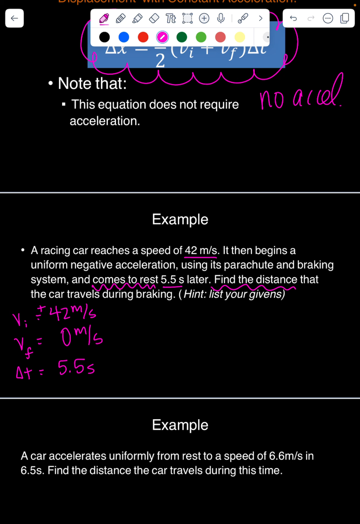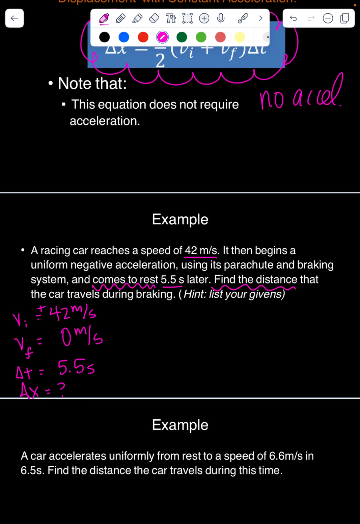The next thing that I ask you to do is to find the distance, okay? Distance is a lowercase d, and there is not a single lowercase d in any of our kinematics equations. So if I ask you for distance, what I am referring to is the displacement. So we are looking for displacement. Let's look at our givens. We're given V initial, V final, delta T, and delta X is what we want. So the one that we are missing is acceleration.